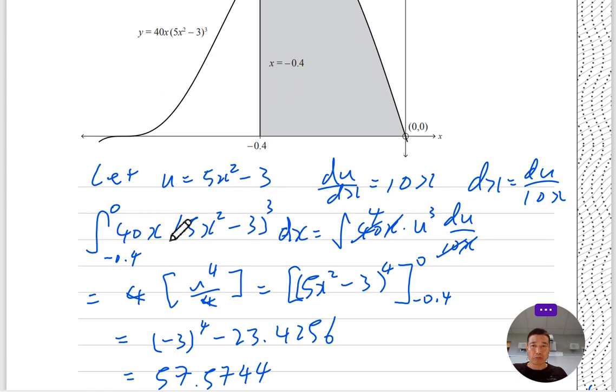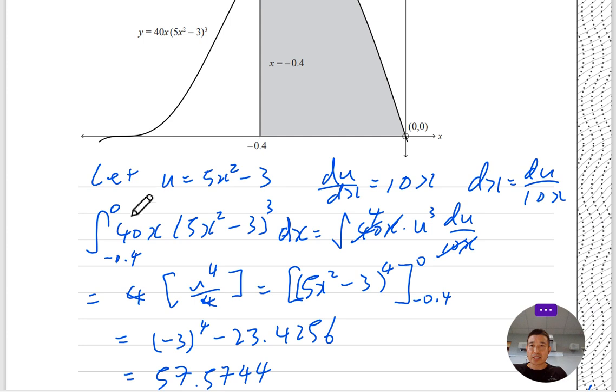And then to rewrite this, the 40x (5x squared minus 3) cubed dx becomes 40, and x is still there because you see x. So automatically you can cancel out x, which is great. Without that, you can't. So this is a perfect combination. And 5x squared minus 3 is u cubed and du. So what's left is just the integral of 4u cubed du.